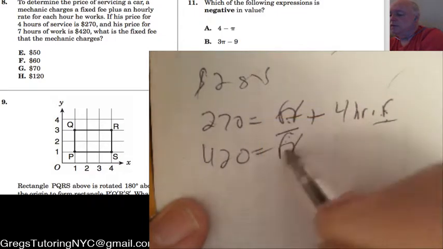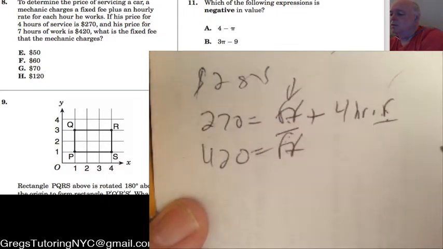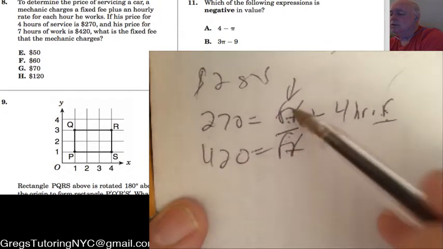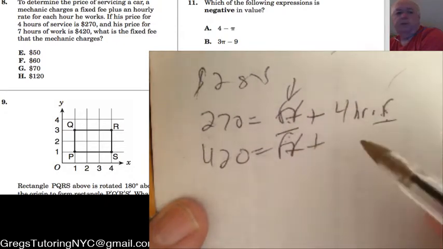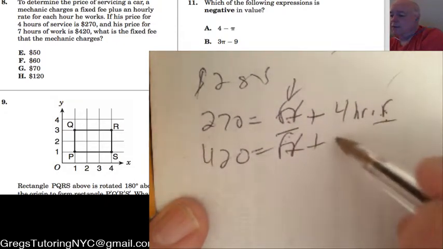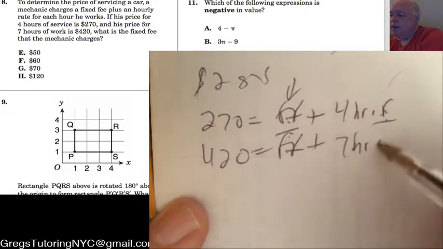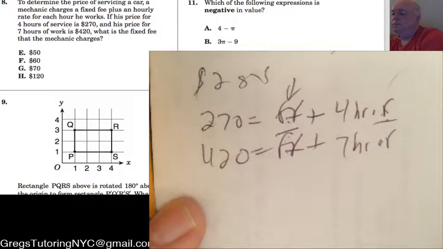he still has the fixed fee. This number stays constant, whatever that is. If it's 100, then it's 100 in both cases. We don't know yet. Plus, he works 7 hours times that same rate.